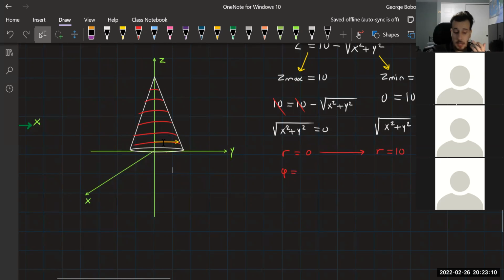So we're saying over here that you're basically doing spinaroos around from R equals 0 to R equals 10. And your phi, of course, if you're doing spinaroos, you're completing full circles, that's from 0 to 2 pi.